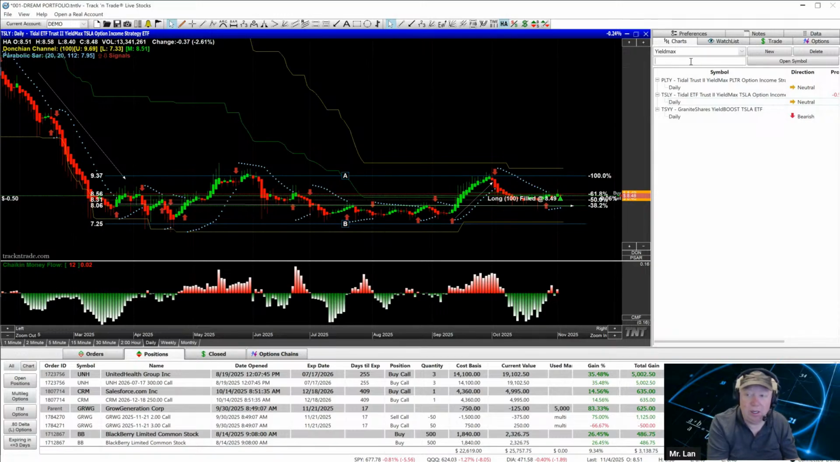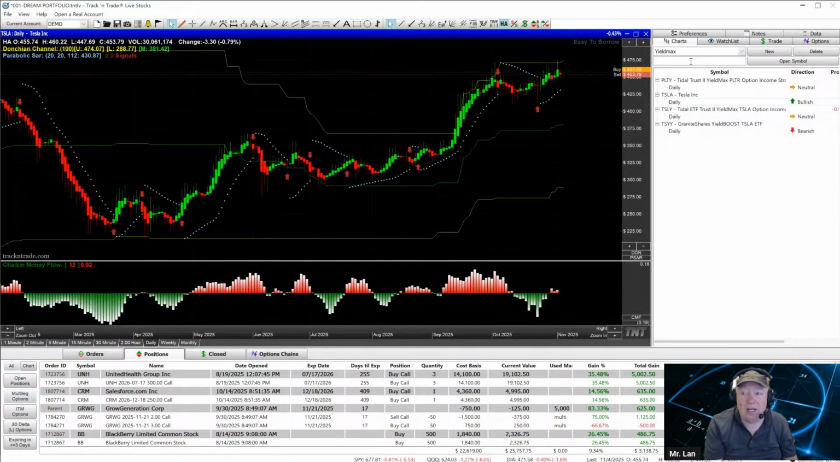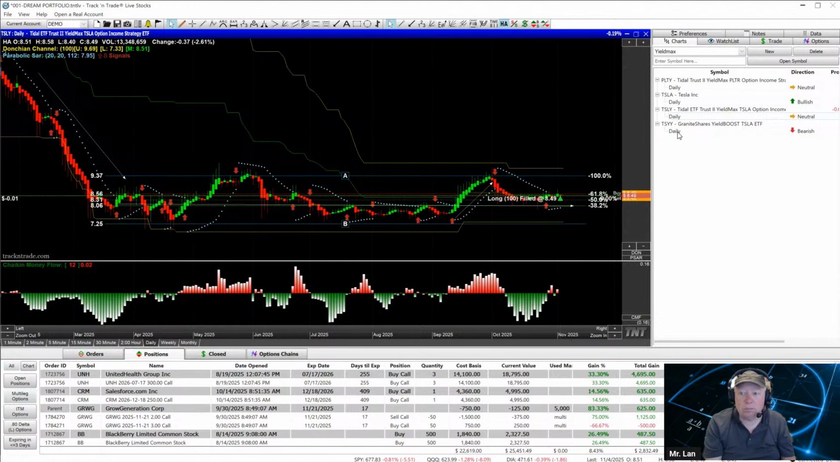So we're going to come in here and go to TSLA. Now, TSLA, Tesla is the underlying stock, right? This is the actual stock. This is Tesla. Tesla doesn't pay a dividend. So if you own Tesla, you have to buy it low and sell it high to get your money so you can go buy a Tesla. But this one here, we buy it and we never sell it.